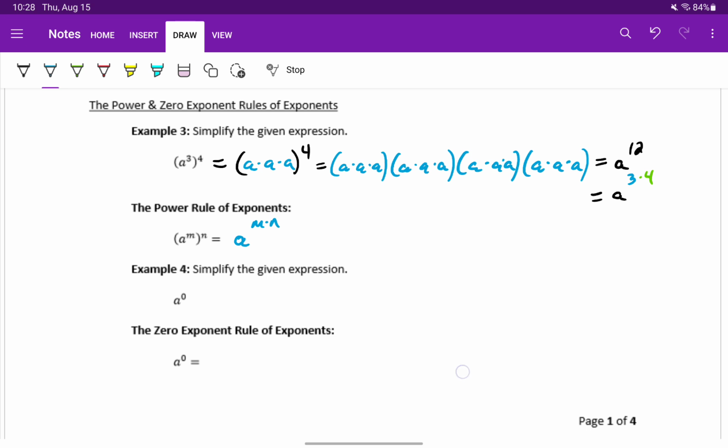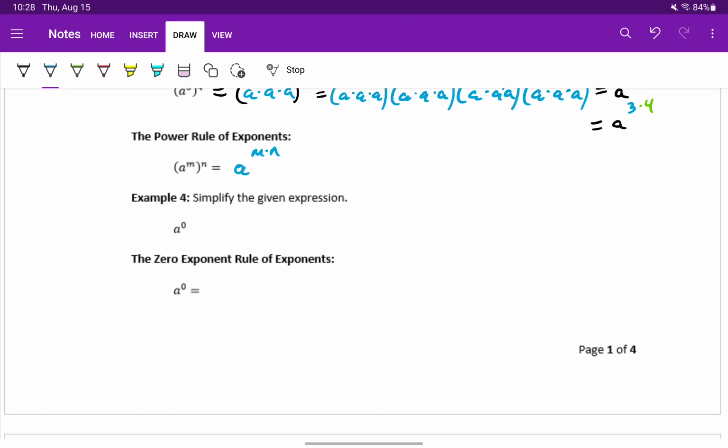In example 4, we have a raised to the 0 power. We could think an example of this would be having something like a squared over a squared. Jumping back up to the quotient rule, we know that this would become a to the 2 minus 2 power, which would become a to the 0 power, so these two statements are equivalent.